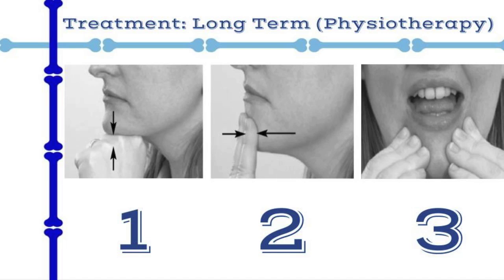For the second exercise, take 2 fingers and apply pressure while attempting to push your jaw forward. Hold and repeat for the recommended amount of time. For the third exercise, place your hands under your chin and gently apply pressure while trying to open your jaw. Repeat the recommended amount of times.